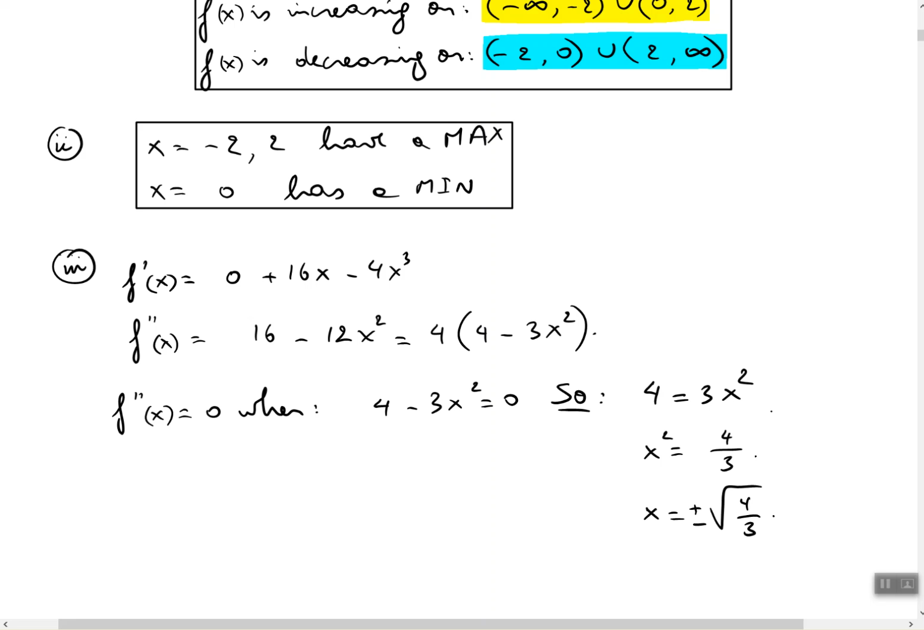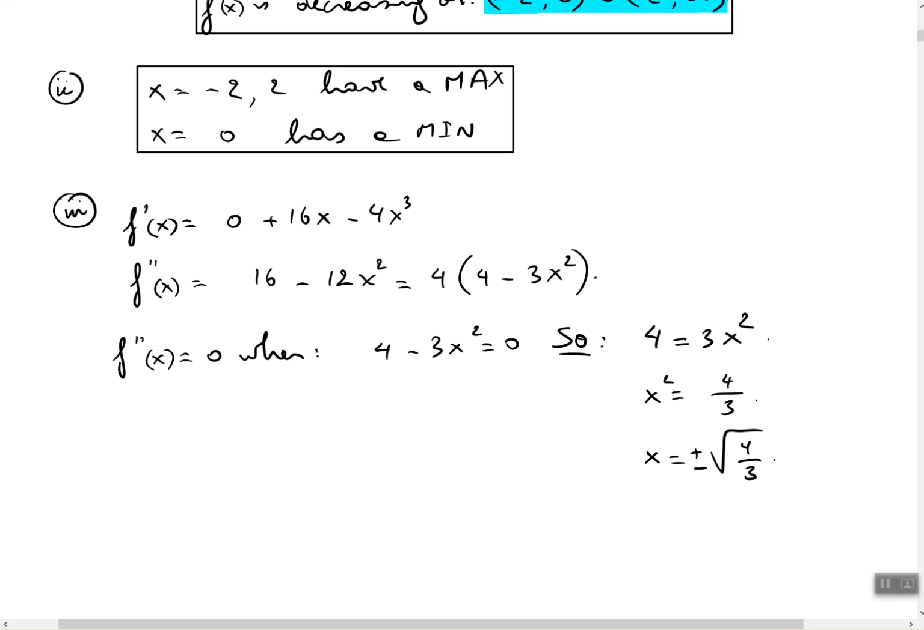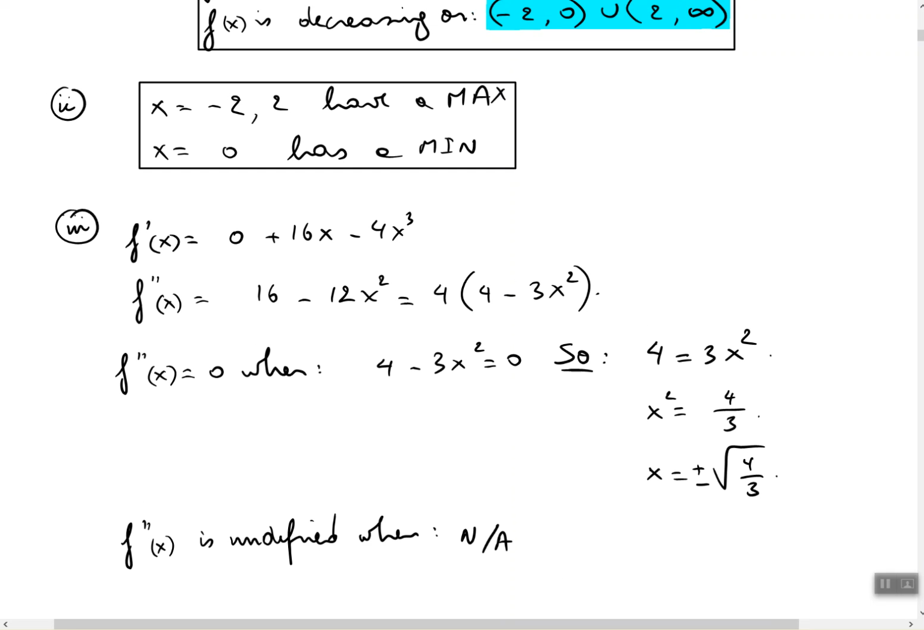Is it possible for the f double prime to be undefined? The answer is no. f double prime cannot be undefined because there is no denominator. So let me write that down. Okay, so there it is. It cannot be undefined. So let's go ahead and draw the line and pretty much wrap this problem up.